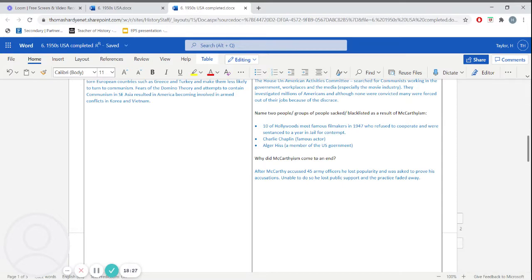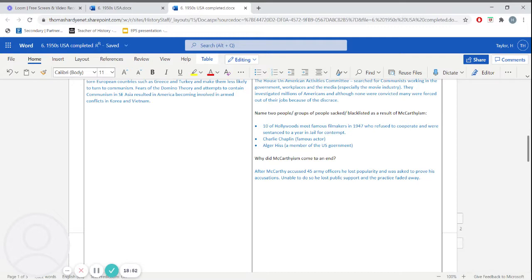And they were sentenced to a year in jail for contempt and really struggled to find work again after that. Another man, Charlie Chaplin, ended up leaving the country as a result of this. You may have heard of Charlie Chaplin, very famous film actor. So he had to leave the country and continue his career elsewhere. And also we've got Alger Hiss, who we spoke about already.